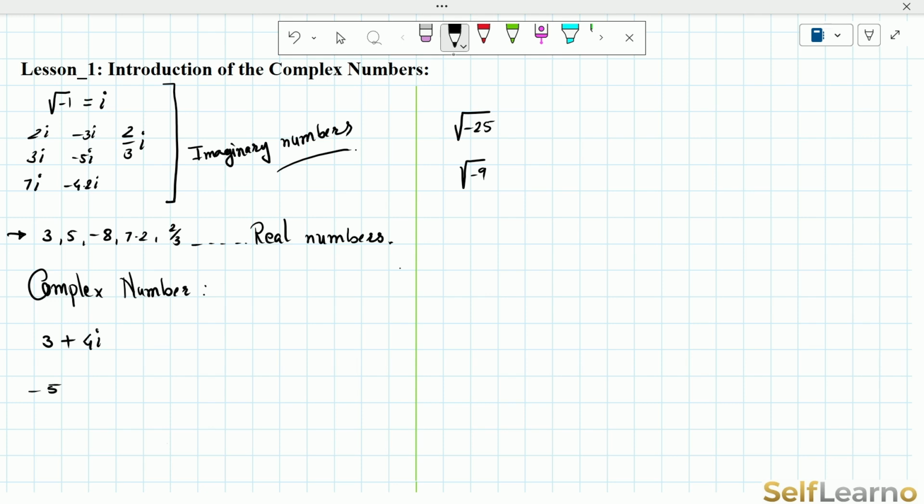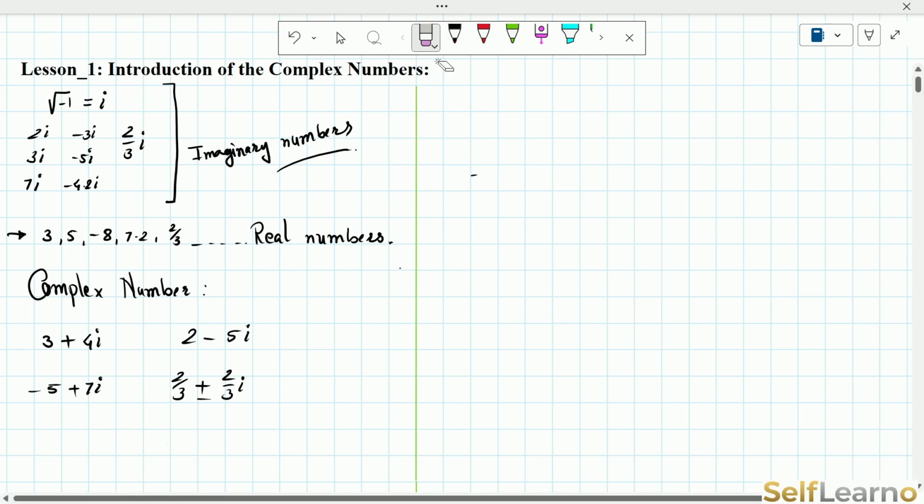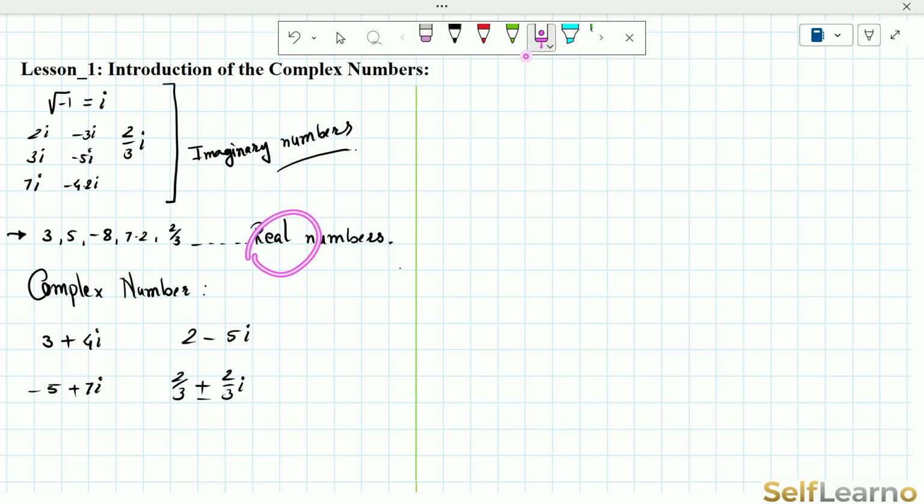This negative 5 is a real number. 7i is an imaginary number. So this is a complex number. 2 is a real number. 5i is an imaginary number. 2 minus 5i is a complex number. This 2/3 is a real number, but 2/3 i is an imaginary number. And the mixture of them by the process of addition or subtraction is a complex number. So now you know the structure of the complex number. It is nothing but the combination of real and imaginary numbers.